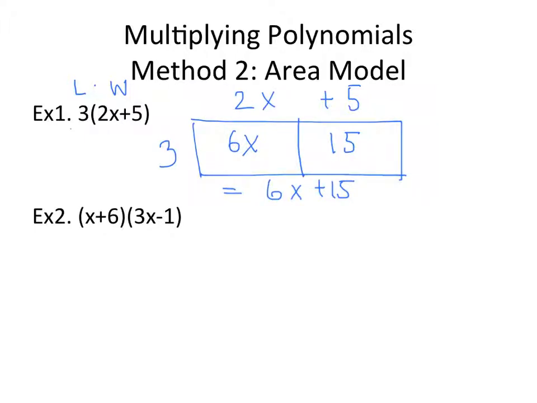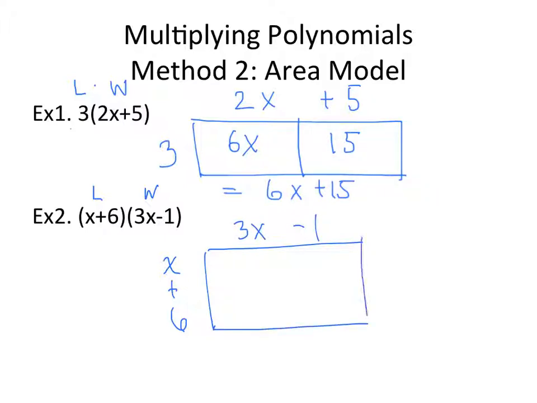If we were to have something that looked like example 2, it works the same way, because we can take x plus 6 to be our length and 3x minus 1 to be our width. And so x plus 6, here's our length, and here's our width of 3x minus 1. We split it up, and because x plus 6 are 2 different terms, we can split that box in half, and 3x minus 1 are also 2 terms. We're going to split that in half. So now we have 2 terms by 2 terms.